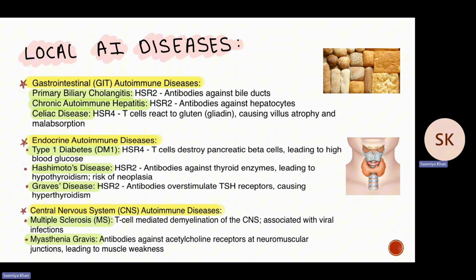And in Graves' disease, it's a bit different. The antibodies are overstimulating the thyroid stimulating hormone receptors, and this is causing hyperthyroidism. The next is in the CNS. In the CNS, you can mention multiple sclerosis, which is T cell mediated demyelination of the CNS, mostly happening in viral infections. And then we have myasthenia gravis, which is characterized by antibodies targeting acetylcholine receptors at the neuromuscular junction.